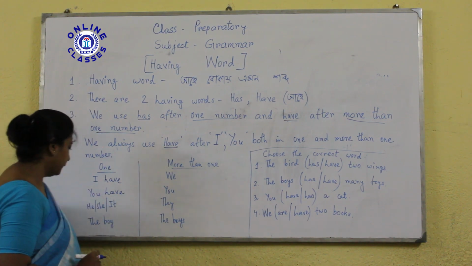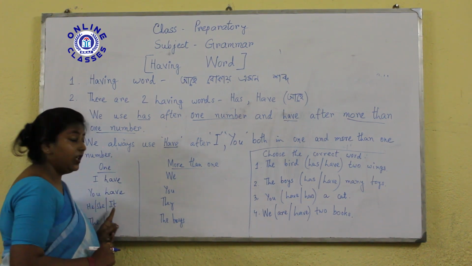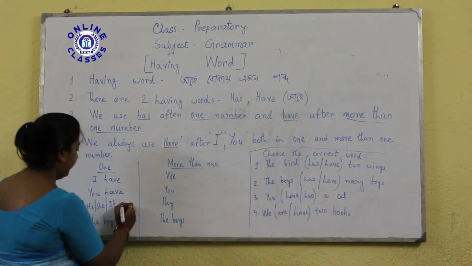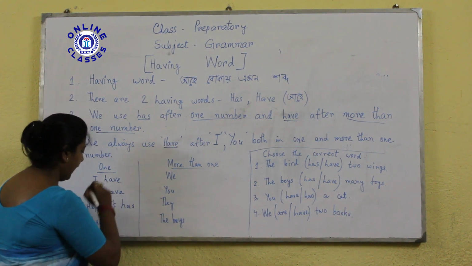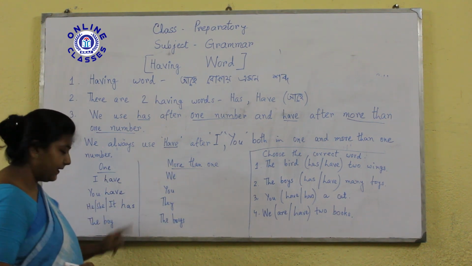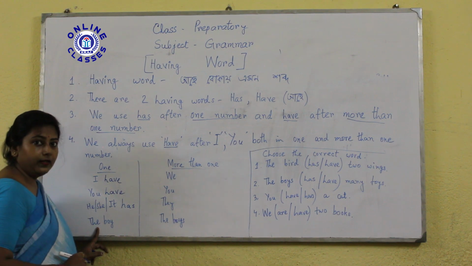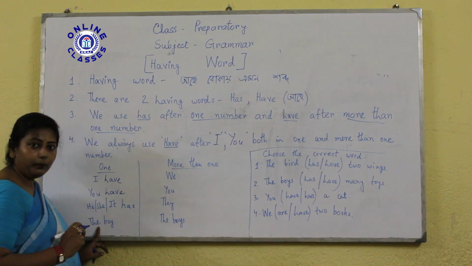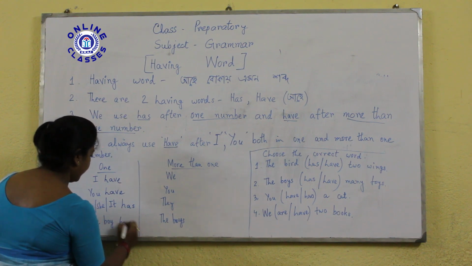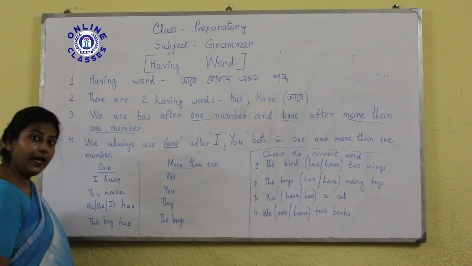So you have. He, she, it. Which number? Yes, one number. So I am writing here has. He has, she has, or it has. The boy, as this is one number, so I am putting here has. So the boy has.